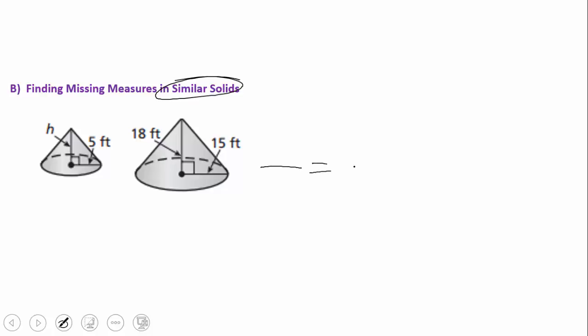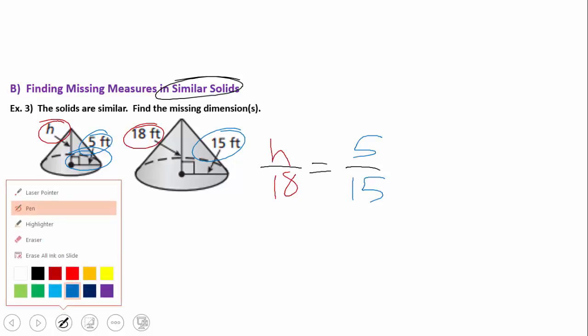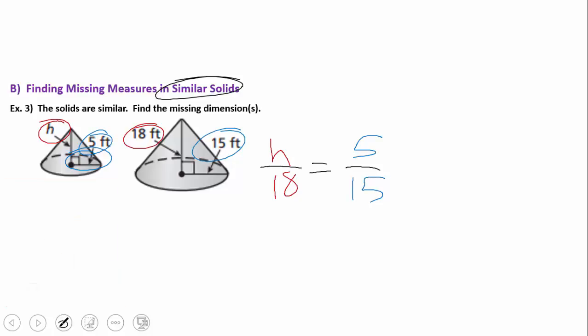If they are similar, we know we can write a proportion to find the missing measure. So I am going to do that right now by saying I've got the height of the smaller cone to the height of the larger cone, h over 18. And then I'm going to use the radius of the smaller cone, 5, to the radius of the larger cone, 15. I know these are proportional because they told me these are similar solids, so I use my cross products.